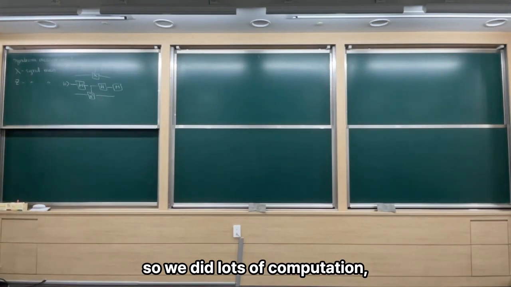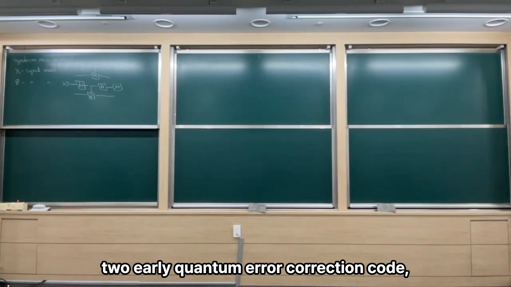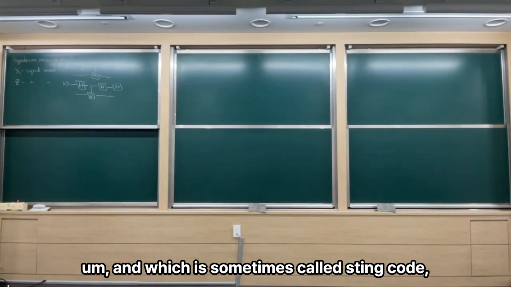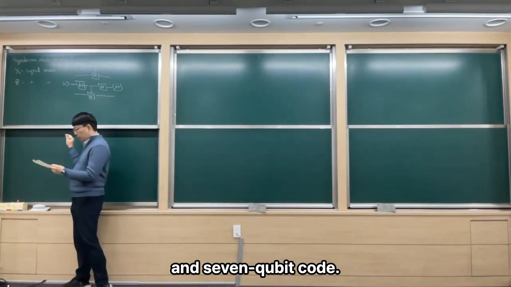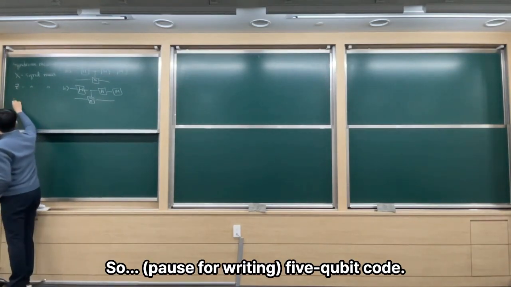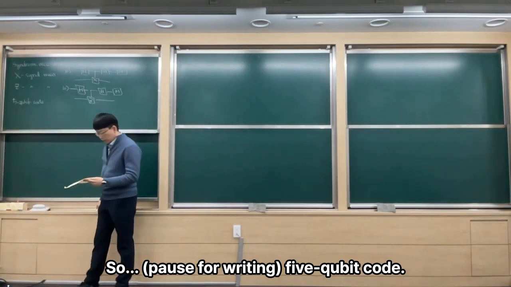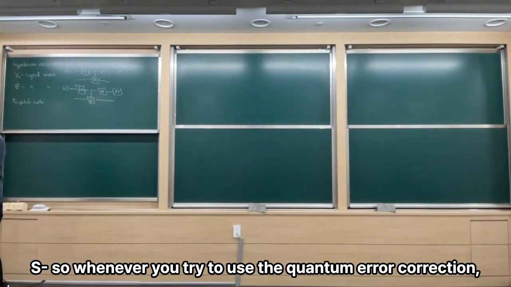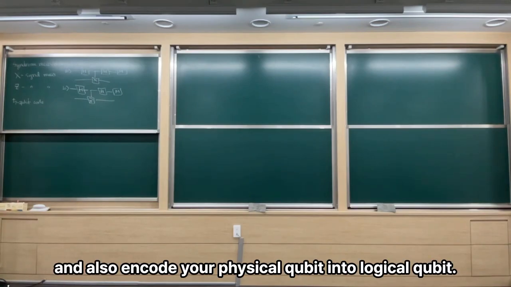So we did lots of computation. And today we're going to talk about two early quantum error correction codes, sometimes called Steane code, which are the 5-qubit code and the 7-qubit code. So the 5-qubit code. What is it? Whenever you use quantum error correction, what you're doing is making a code that detects an error and also encodes your physical qubit into a logical qubit.